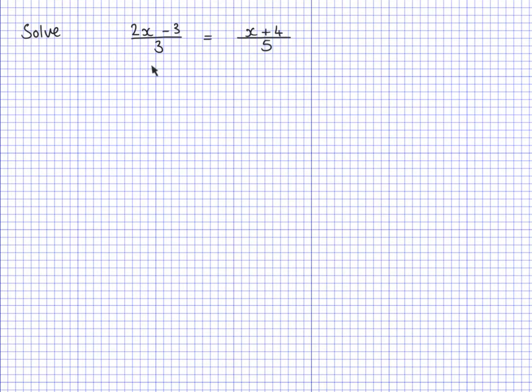So what I have here is a linear equation where I've got fractions. So I've got (2x - 3)/3, and this is equal to (x + 4)/5. Okay, now the first thing to say is that if I was to have more than one fraction here, I would make them into one fraction and then make it look like this, and then work from here.